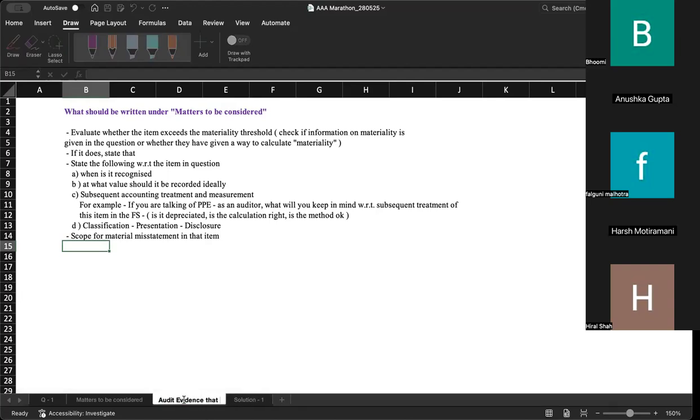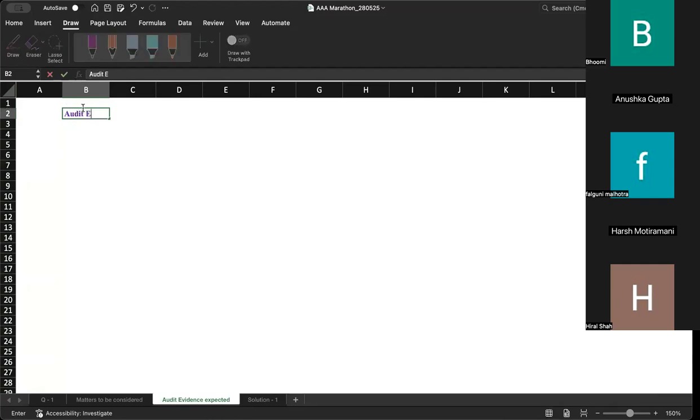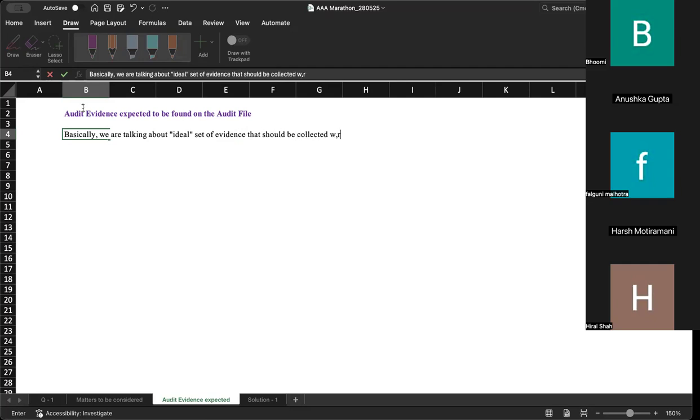Audit evidence expected to be found on the audit file. So basically we are talking about the ideal set of evidence that should be collected with respect to that item.